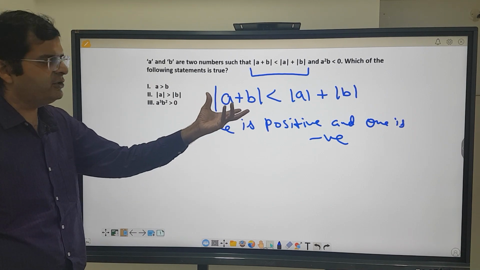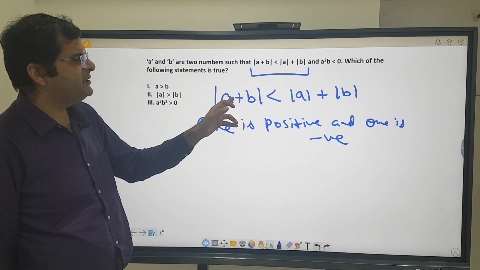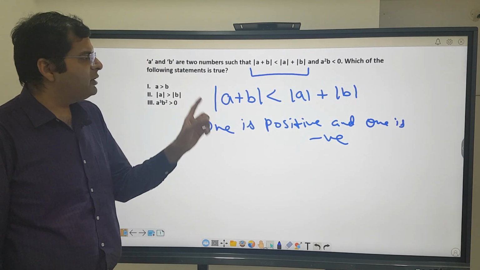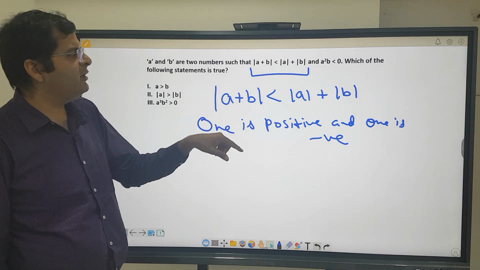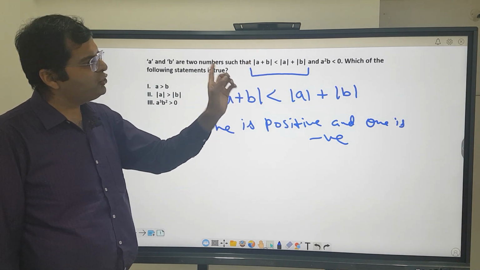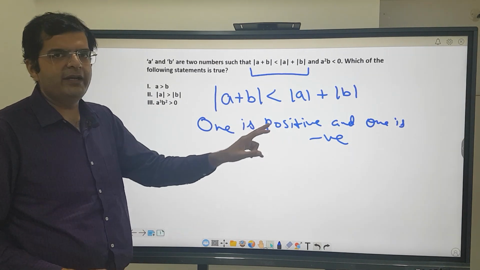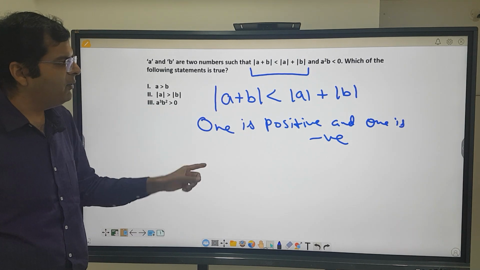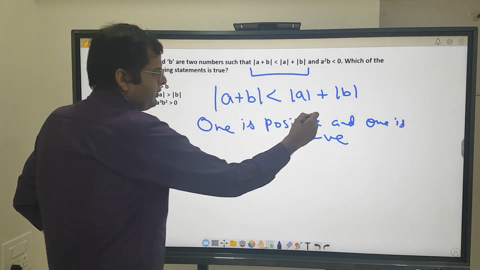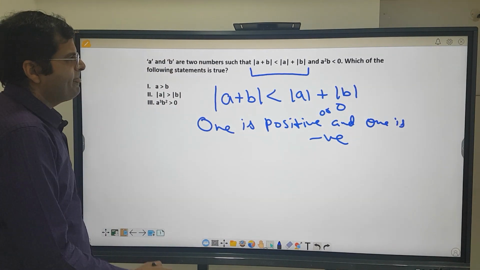If you take both of them positive, this will not work. Because if both of them are positive, then the absolute value of a plus b should be equal to the absolute value of a plus the absolute value of b. Also, if you take both of them negative, then also it won't work, because in that case also, rather than less than, it should be equal to. This is less than only in the case when one of them is negative and the other one is positive or 0.